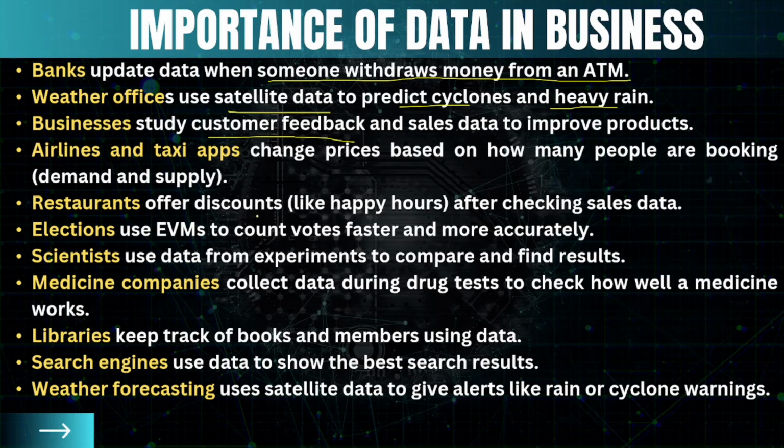And restaurants offer discounts like happy hours after checking sales data. Many times we have seen that Pizza Hut or Domino's give offers on Wednesday, or birthday specials. All this they will be giving, so the discounts and all they provide help them improve their sales. Okay, so these are the important ones.